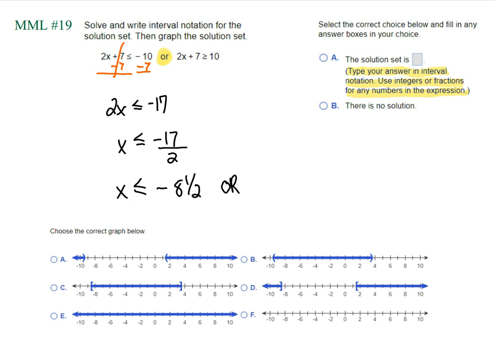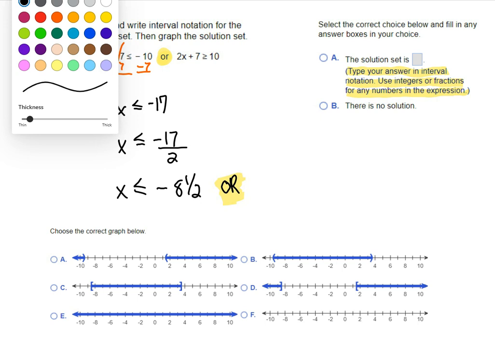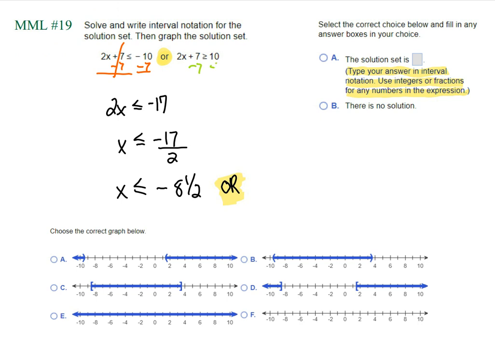Or, got the or in there. And now I have to go over and solve the other one. Use some green this time. I will also start by subtracting 7 so that that cancels out. You get 2x is greater than or equal to 3. And then of course you divide off the 2. It'll cancel on the left. And you're going to leave it as 3 over 2 on the right because of what they said in the directions. But in terms of the number line, 3 over 2, that would be 1 1/2.